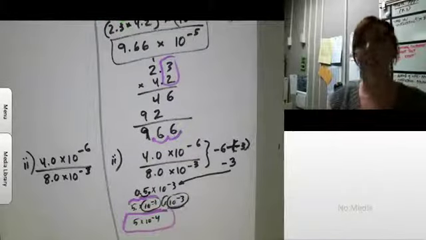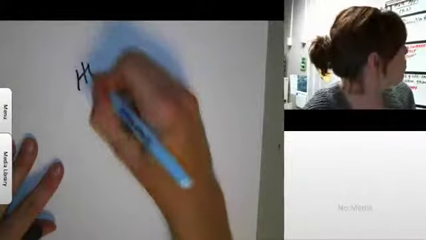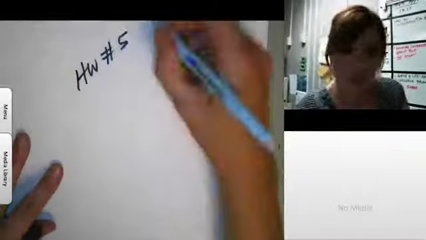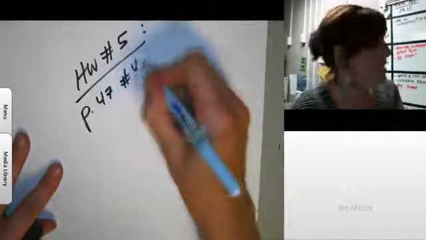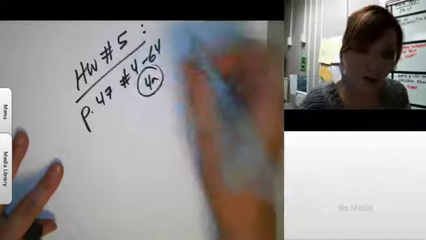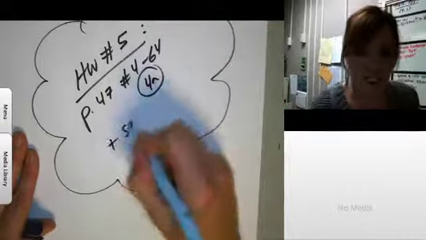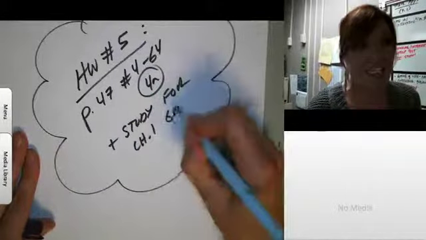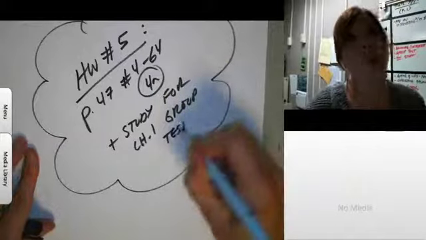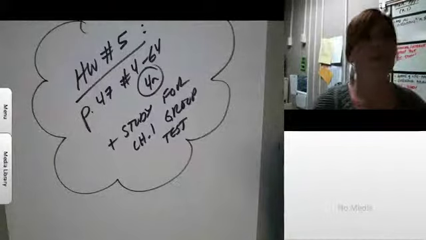Thank you. All right, so let me list your homework up here. This is homework number 5. Page 47, numbers 4 to 64, multiples of 4. And here we go, this is the big part. Study for the Chapter 1 group test. You have a Chapter 1 group test tomorrow. Make sure you study for that.